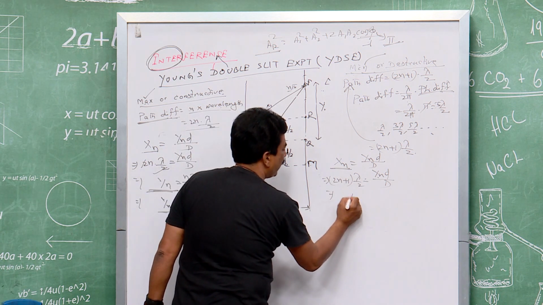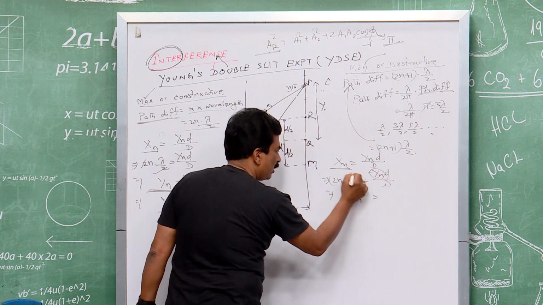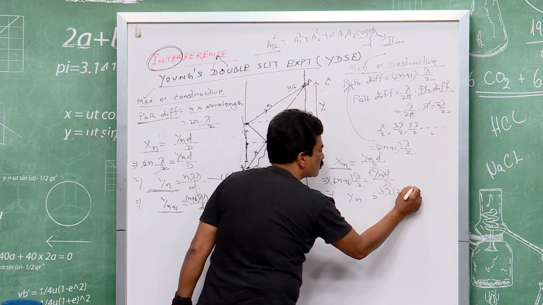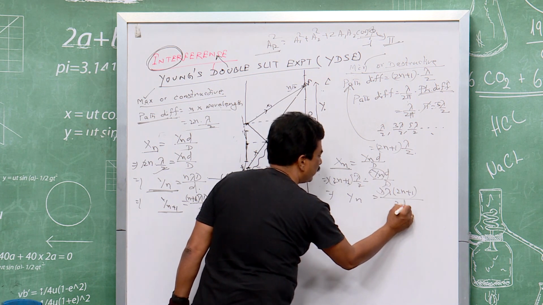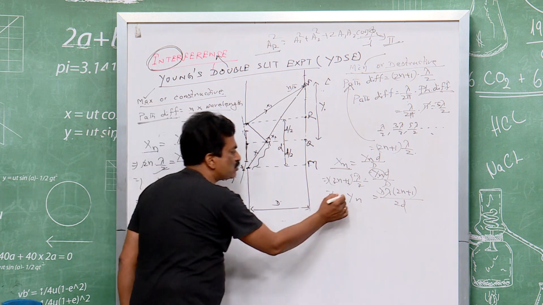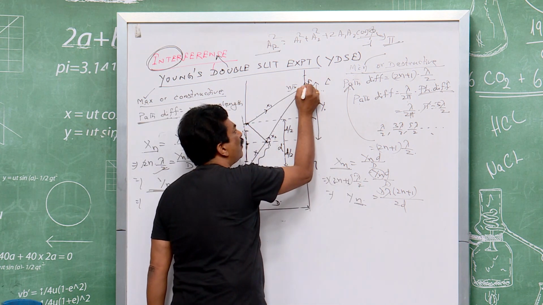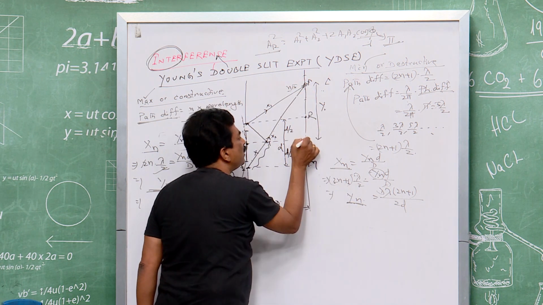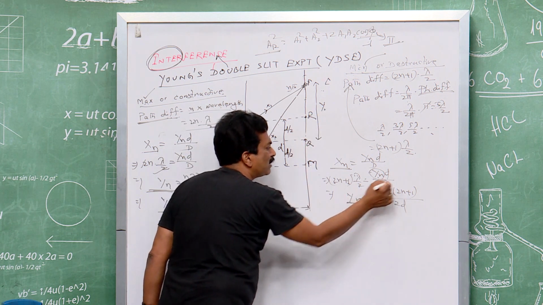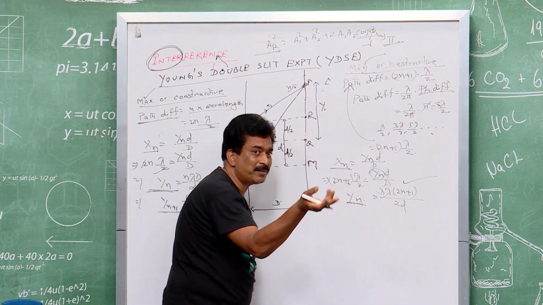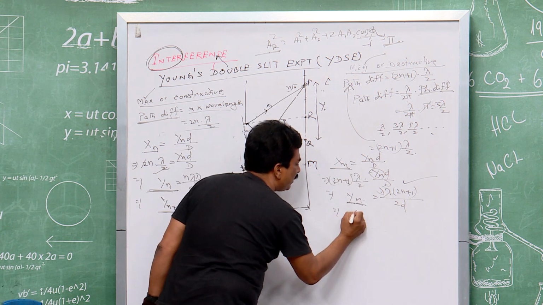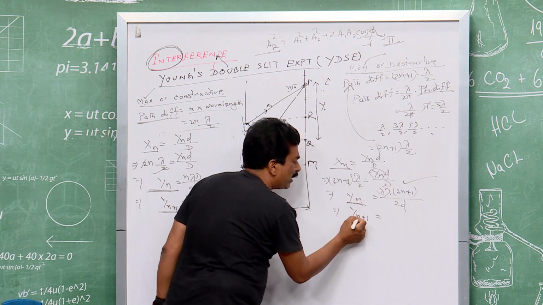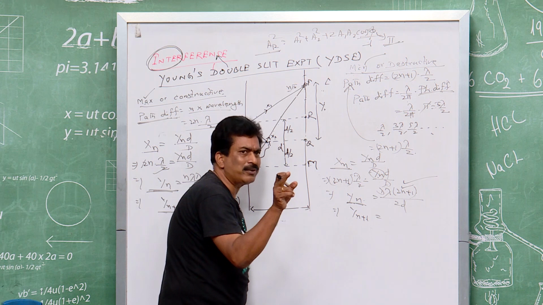Now this y n will be capital D lambda into (2n plus 1) by 2d, that is equal to y n. And this y n means the nth one, means this point, if that is the nth point, from this to this is the y for the nth minimum. So next minimum or the previous minimum, for the next minimum that will be y n plus 1. So n was in 2n plus 1. When n plus 1, instead of n, we have to take n plus 1.